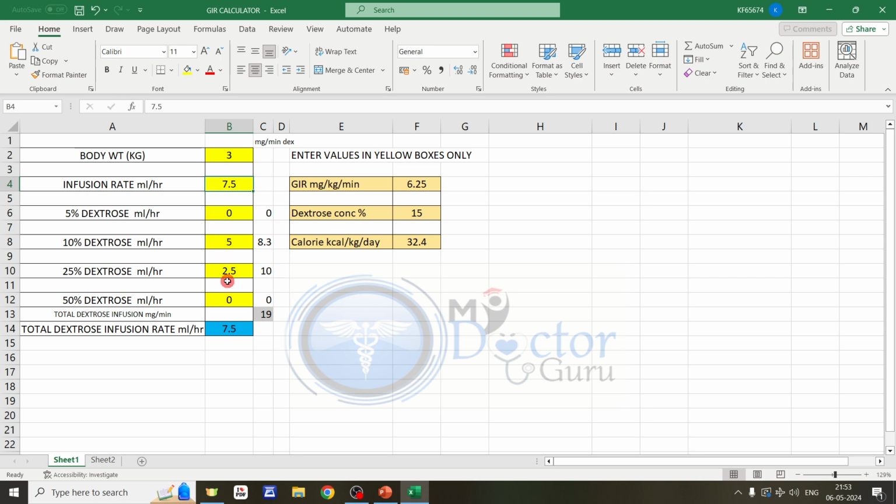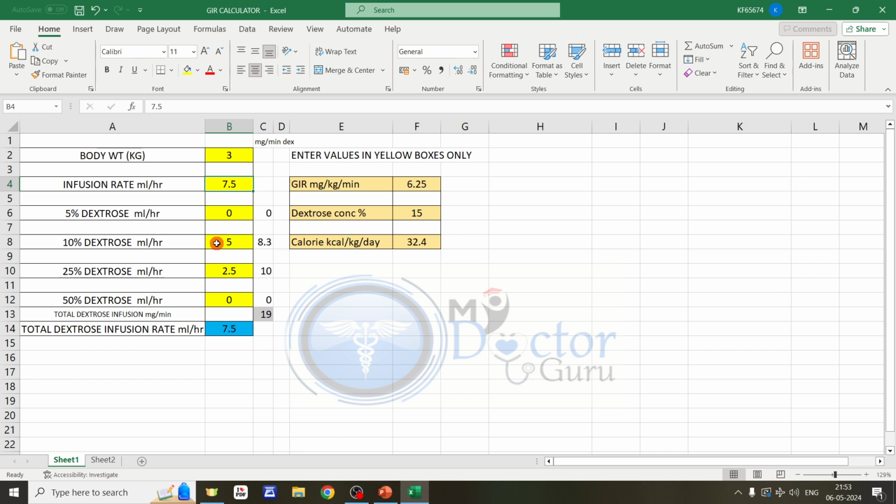So how this works: suppose you need a lesser GIR than this, what you need to do is reduce the flow rate of the higher dextrose solution, say 25% dextrose, and put that volume into the lower dextrose solution so that the total infusion, that is 5 plus 2.5, remains 7.5, which is the desired infusion rate. Let me show an example.